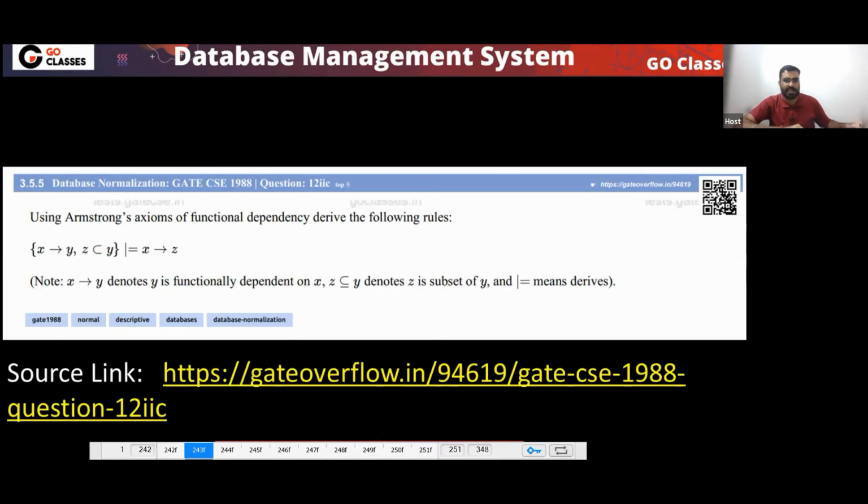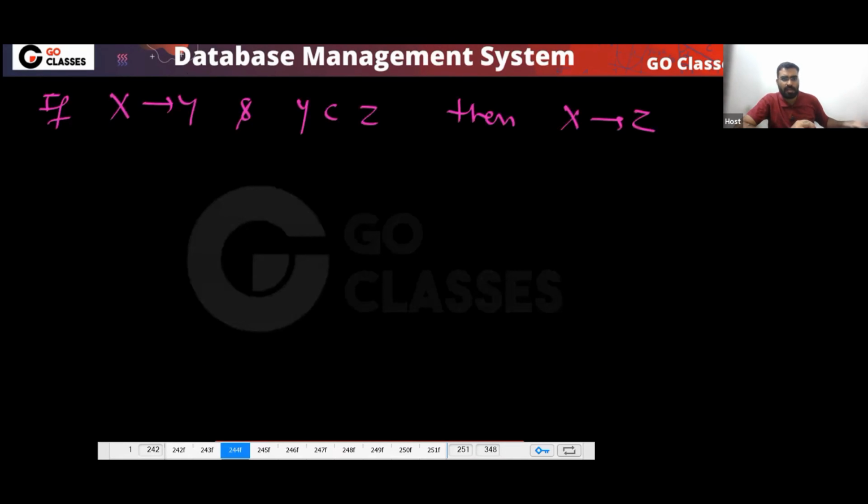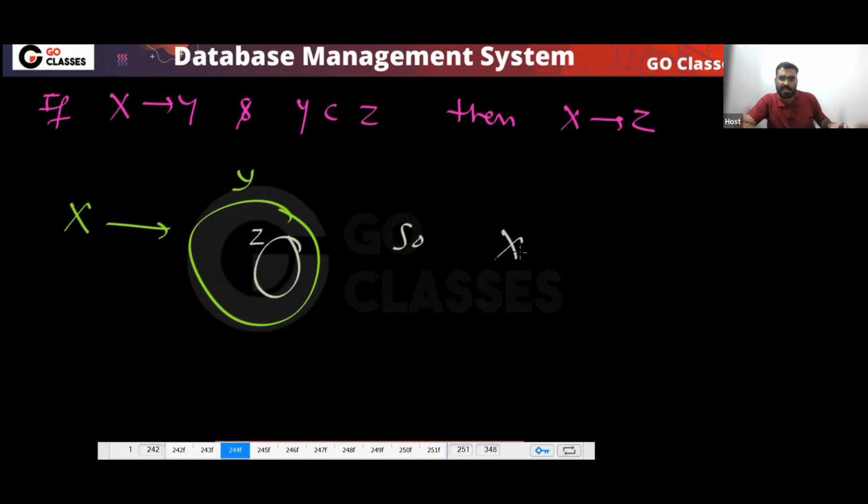This is another GATE 1988 question. GATE 1988 was obsessed with this Armstrong axiom: 3 questions in this single year, 3 questions back to back, 12A, 12B, 12C. This is a very simple yes or no. Is this true? Yes, this is true because X can determine Y, right? This is your Y, and this is your Z. So of course X can determine Z. This is very simple. Of course this will happen.